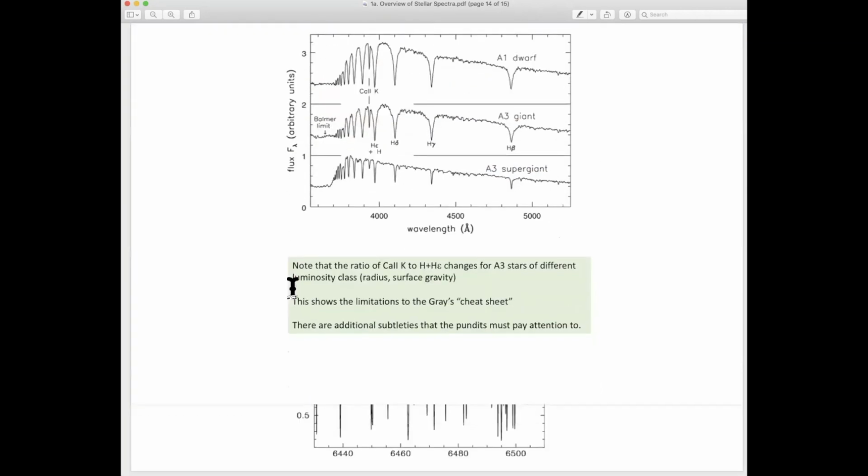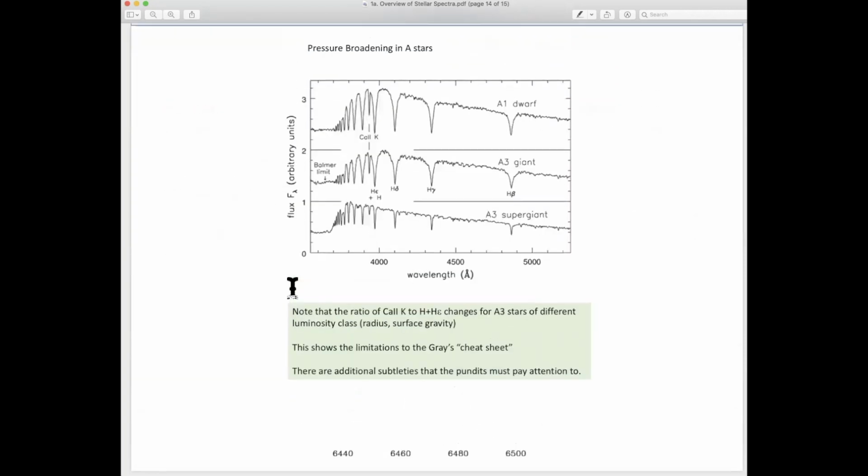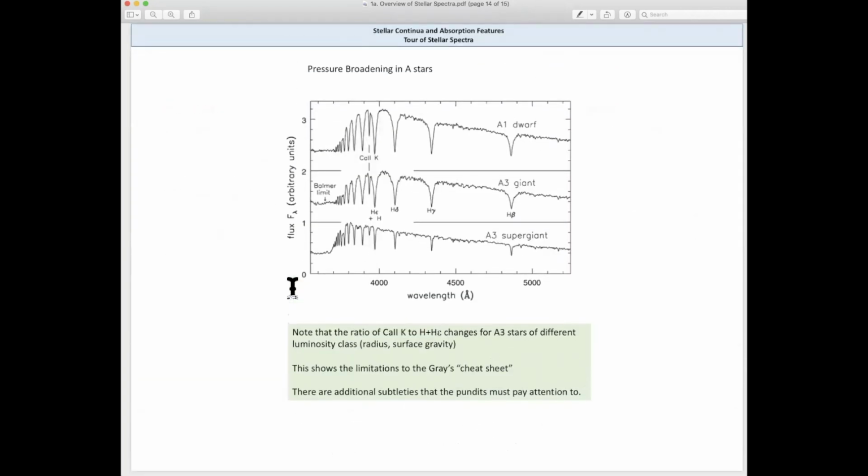And then my second to last slide is just showing this effect again in an A star. So here we have a beautiful A star suite of spectra with H beta, gamma, delta, epsilon. Here's your perfect example of your calcium K line and the H line being blended with the hydrogen epsilon line again. Then we have our Balmer limit.